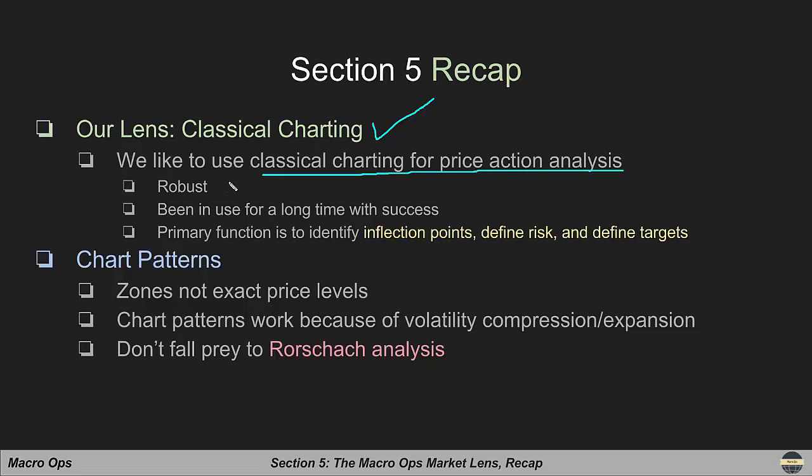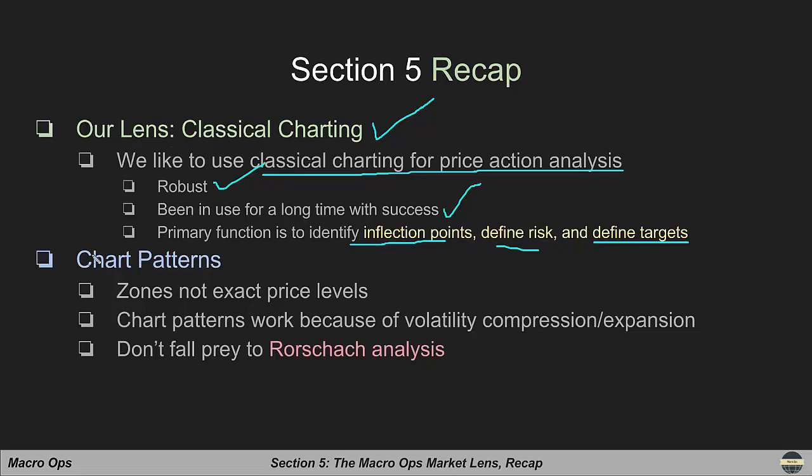And that's because we feel like it's very robust, it's been in use for a long time. Lots of traders have used it with success for many, many decades. And that's why we choose classical charting. It's also very simple as well. So the primary function, though, of classical charting is to identify inflection points, define our risk, and define targets. So we need to keep that in mind when we're using any type of market lens. It's not something that's going to be an oracle on where the market's going to go. It's a tool to use in the trading process.